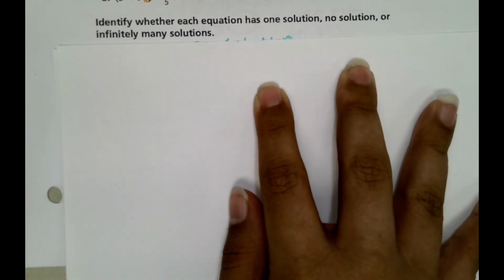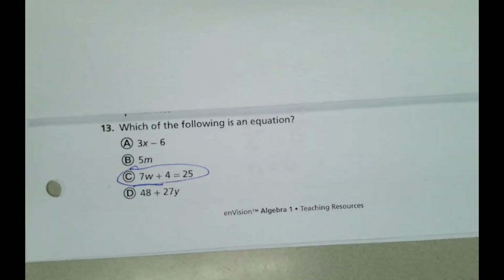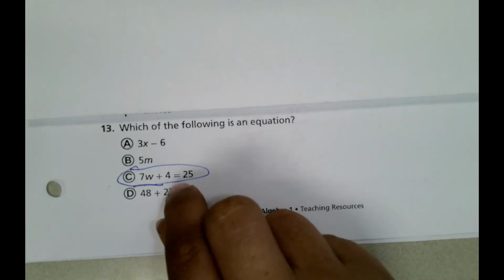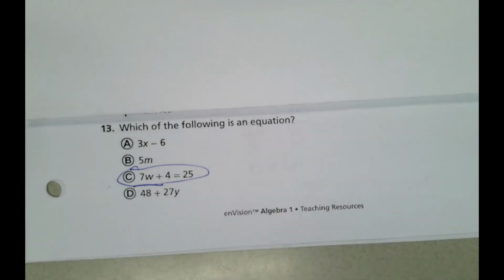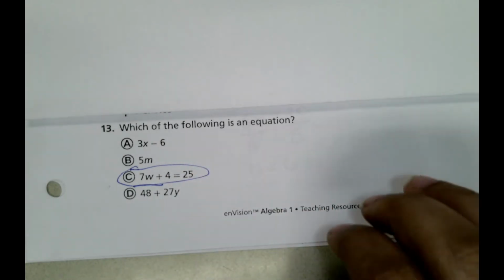The last thing that we're going to do is talk about an equation. So notice A, B, and D have no equal signs. The only thing different about an expression and an equation is that the equation will have an equal sign. Two quantities, 1, 2, that are equal to each other.